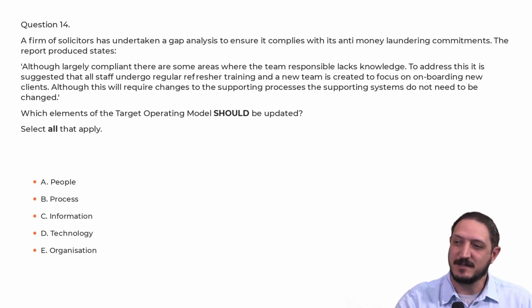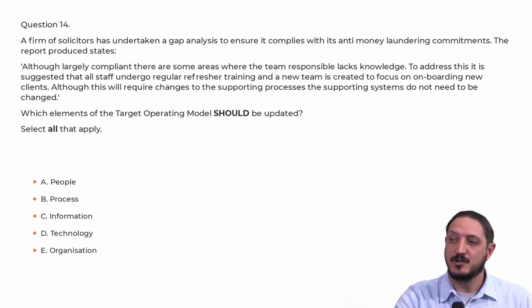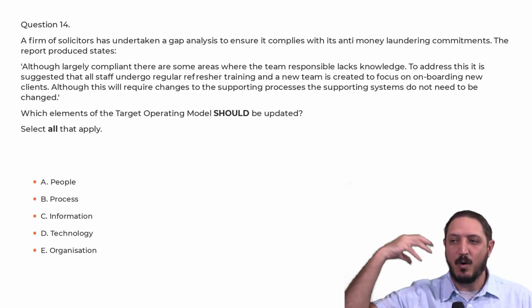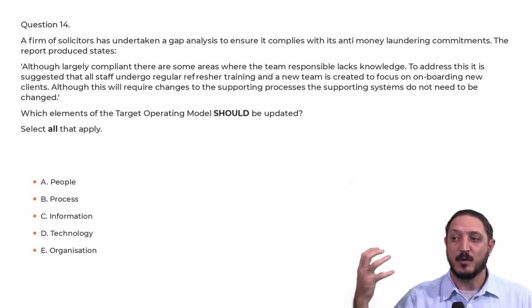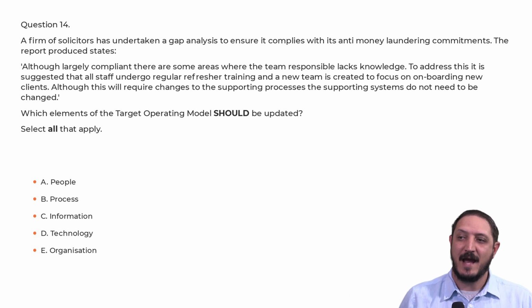And if we look at this specific context, where it says a firm of solicitors has undertaken a gap analysis to ensure it complies with its anti-money laundering commitments, what is taking place here is that this firm of solicitors is conducting this gap analysis to see what needs to change, what needs to be done in order for them to move towards the target state where they will be compliant with the anti-money laundering status that they need to achieve. So contextually, that's what is actually taking place here.